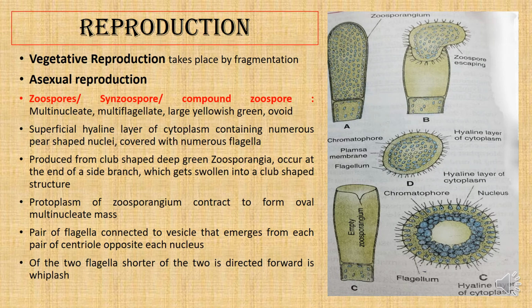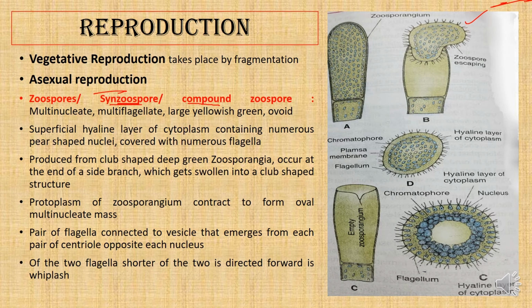The zoospore in Vaucheria is a very good characteristic because it is called a synzoospore or a compound zoospore. Why? Because in most algal species, the zoospore contains a single nucleus, one or a pair of flagella, and it is very small. But here, the zoospore of Vaucheria contains very many nuclei, not a single nucleus but many nuclei, and many pairs of flagella.